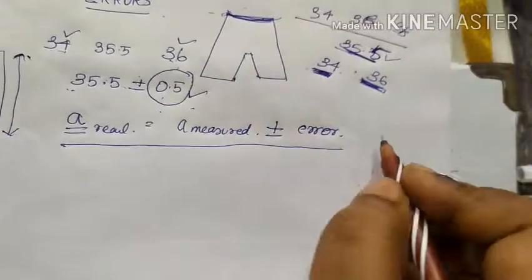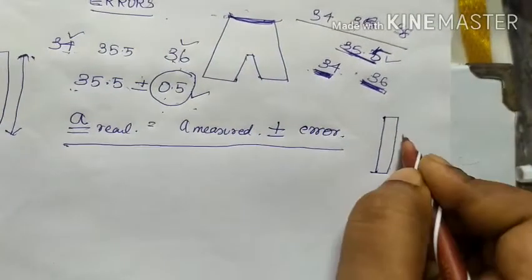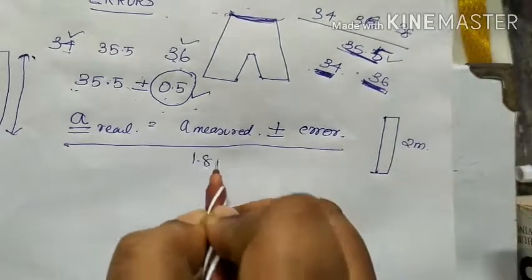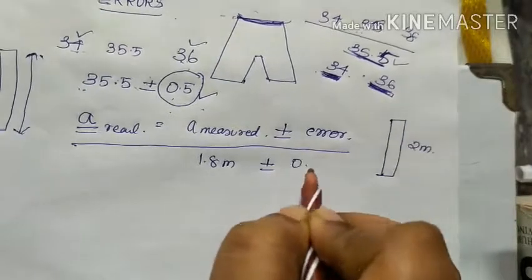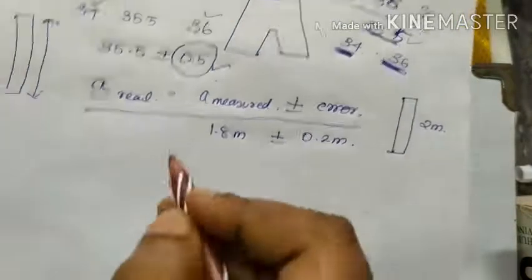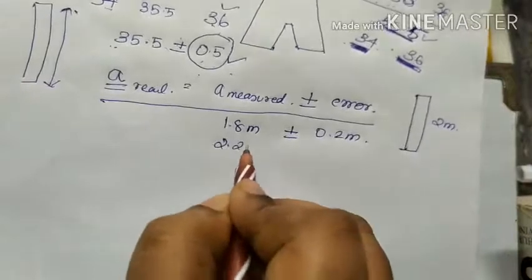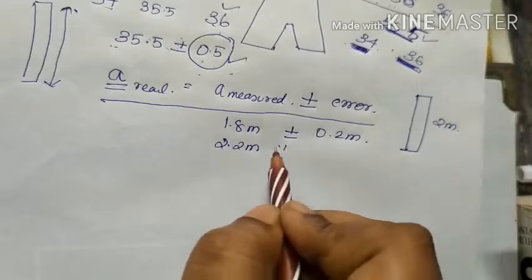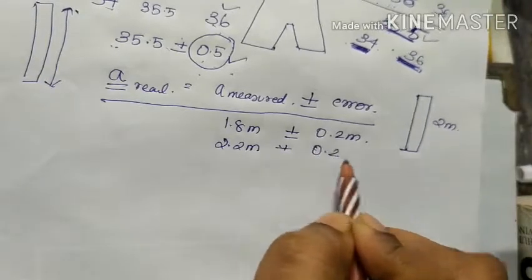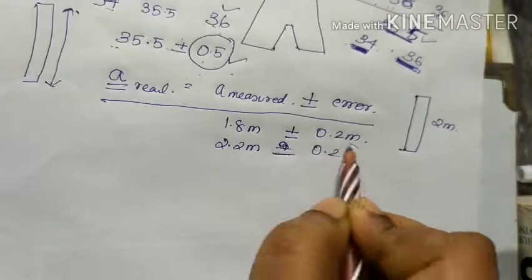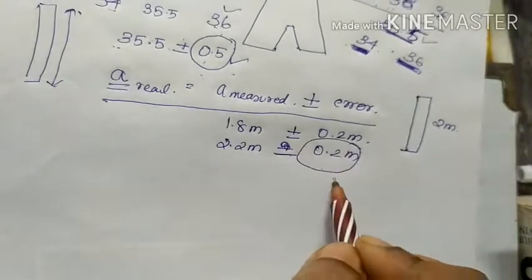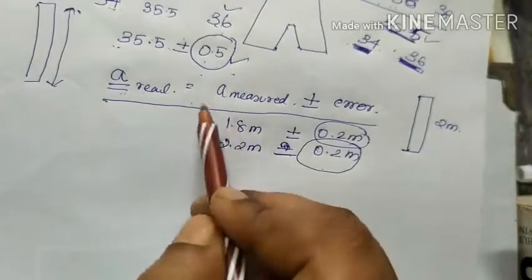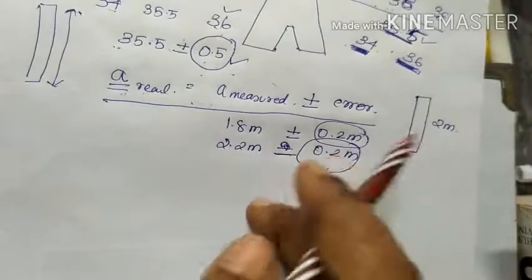Suppose I had a scale whose actual length is 2 meters, but what I measured is only 1.8 meters, so the error is 0.2 meter. Similarly, with the same scale I might have taken the reading as 2.2 meters, so the error is again 0.2 meter, but with a minus sign. So minus 0.2 meter is its error. Clear? Any number or any calculation is always written as the sum of the measured value plus or minus error.